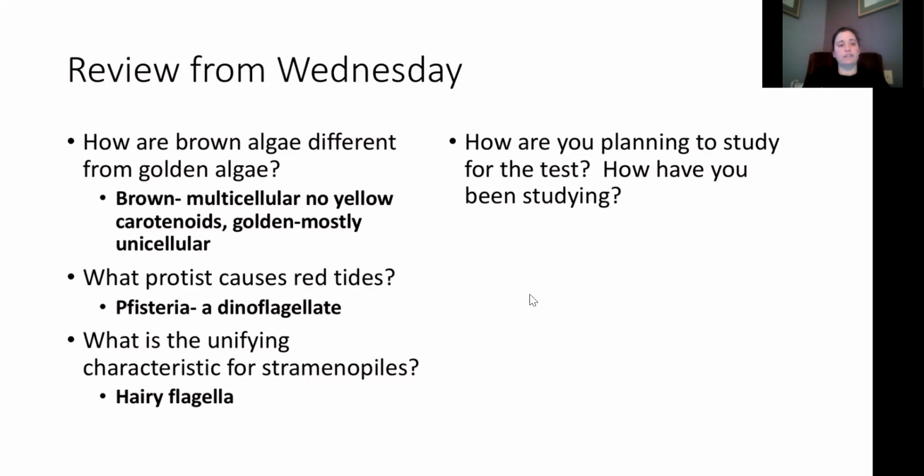And then what's the unifying characteristic for the stramenopiles? They have a long hairy flagellum, and then they also have a shorter smooth flagellum, usually, but not always, because we're talking about protists. And then the last question, how are you planning to study for the test, and how have you been studying? That was just for you to think about and maybe talk to each other about. If you came to the lecture class, we talked about this some, and at the end of this PowerPoint, I'll talk a little bit more about what the test is going to look like.